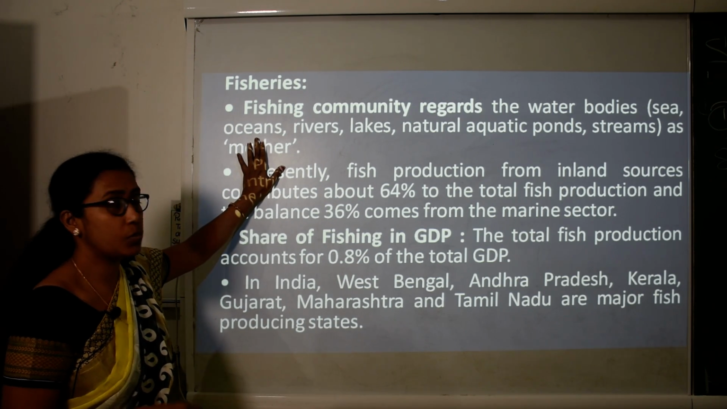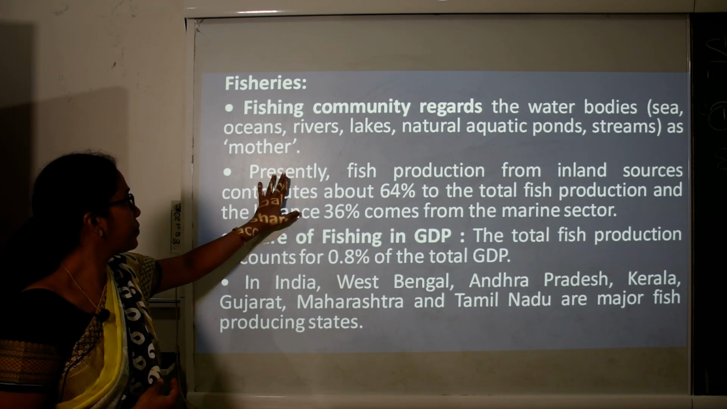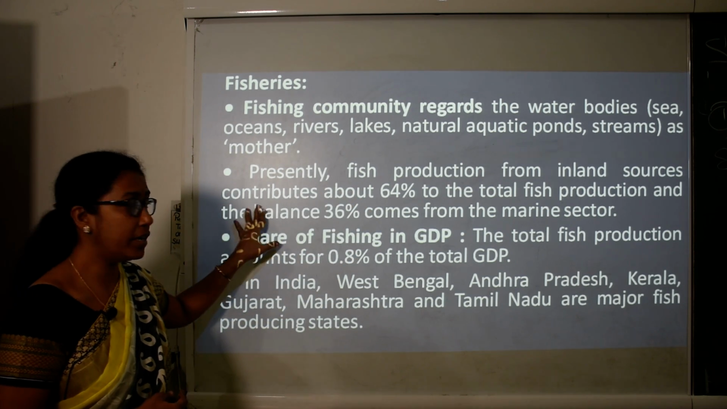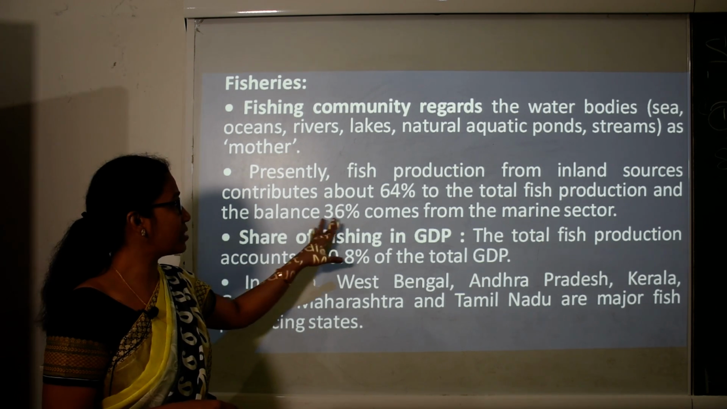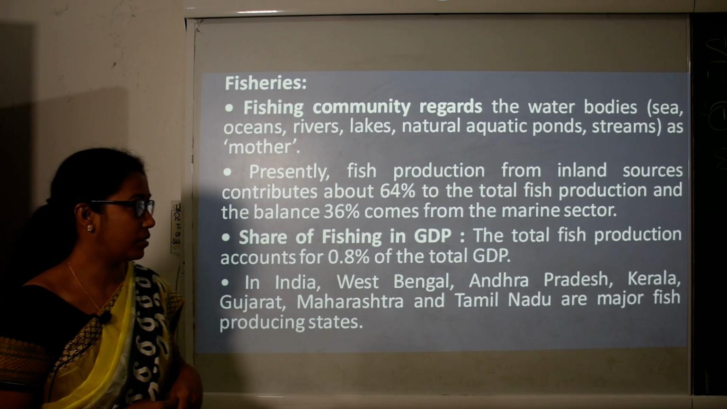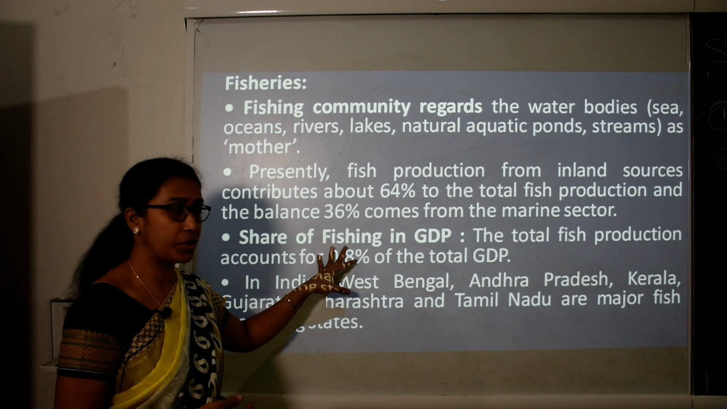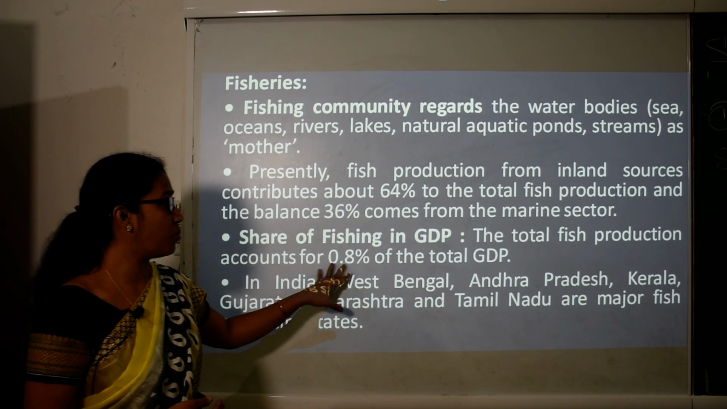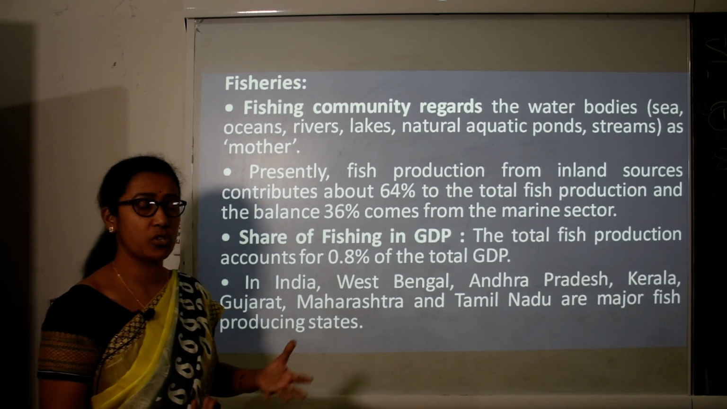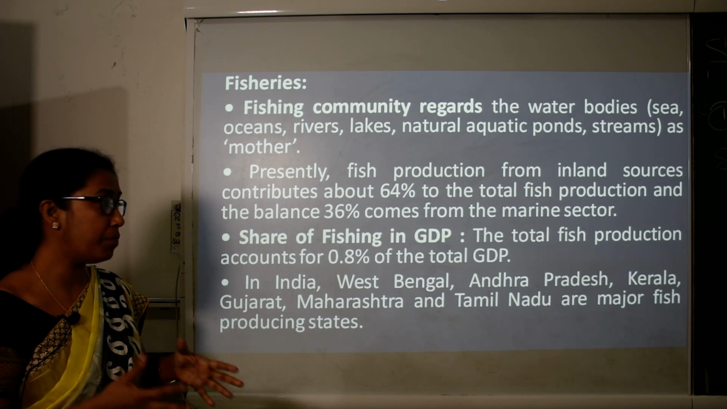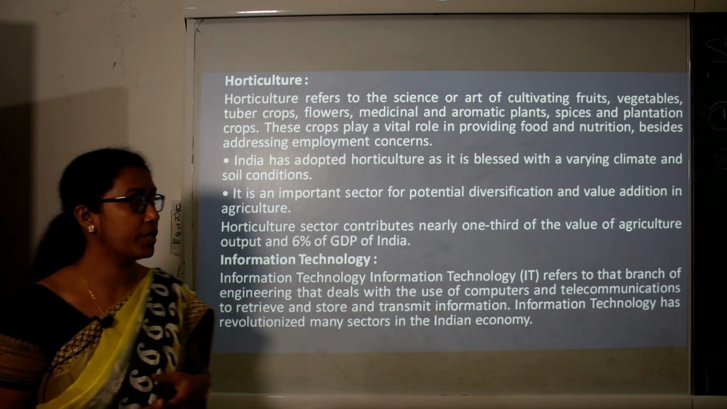The fishing community regards water bodies as mother, that is sea, ocean, rivers, ponds, lakes, etc. Presently, fish production from inland sources contributes about 64% of the total fish production, and the balance 36% comes from the marine sector, that is the sea sector. Total fish production accounts for 0.8% of total GDP. In India, West Bengal, Andhra Pradesh, Kerala, that is all coastal areas, Maharashtra and Tamil Nadu are the major fish producing states. Then next is horticulture along with fishing and others.